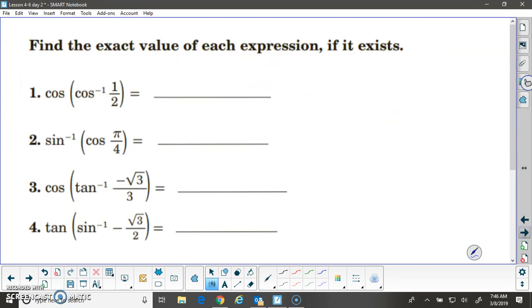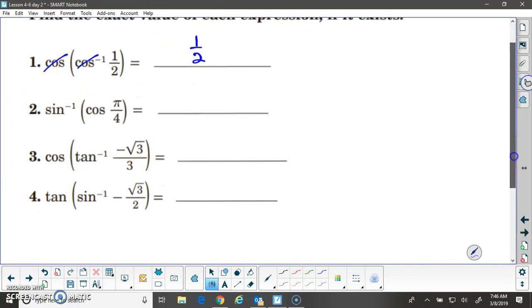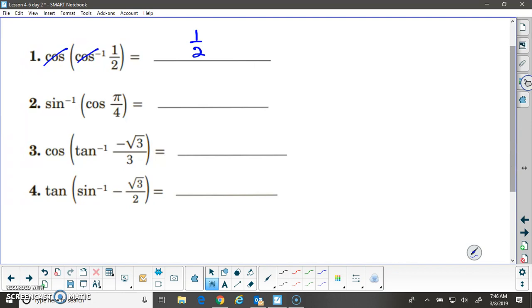Next one, number 1, we've got the cosine of the cosine inverse of 1/2. In this problem, the cosine just cancels the cosine inverse, and we just get 1/2 for an answer. Number 2, we have the sine inverse of the cosine of pi over 4. Well, the cosine of pi over 4 is equal to root 2 over 2, and the sine inverse of root 2 over 2 is pi over 4.